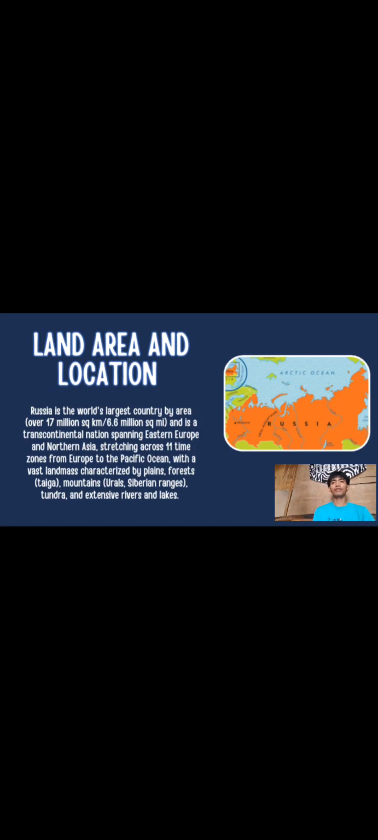Next is land area and location. Russia is the world's largest country by area, over 17 million square kilometers or 6.6 million square miles, and is a transcontinental nation spanning Eastern Europe and Northern Asia, stretching across 11 time zones from Europe to the Pacific Ocean, with a vast landmass characterized by plains, forests or taiga, mountains or the Ural-Siberian range, tundra, and extensive rivers and lakes.